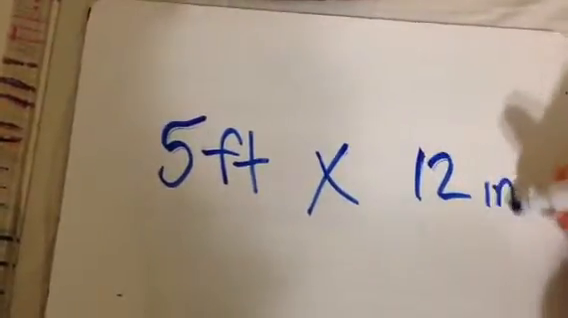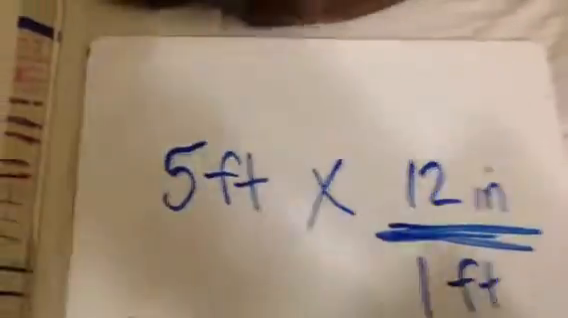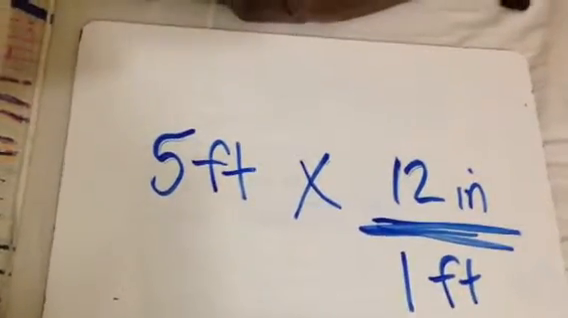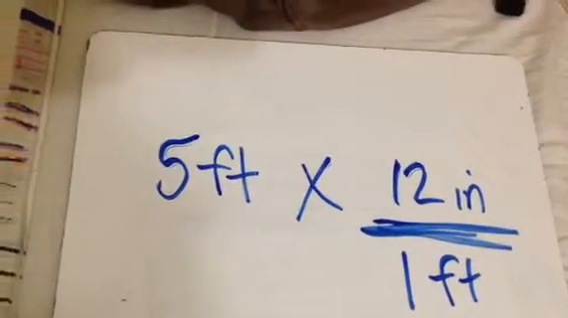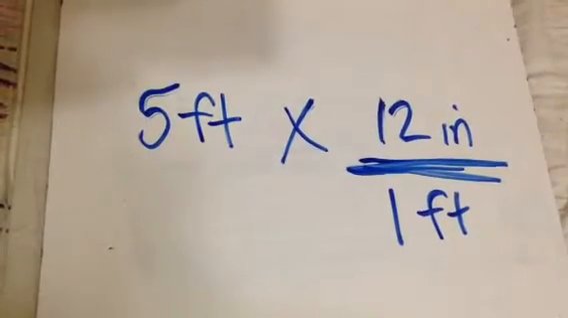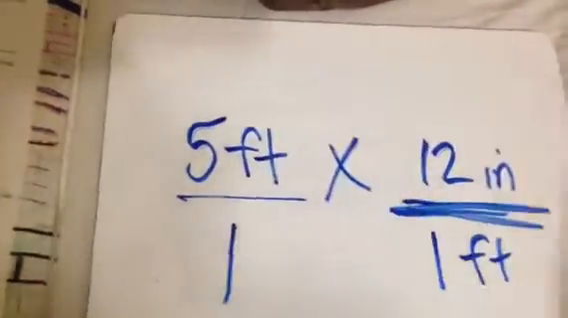Alright, this next one says, multiply 5 feet by 12 inches per foot. So they're wanting me to multiply 5 feet by 12 inches per, remember the per, foot. And I'm going to put 1 foot. 12 inches for 1 foot. And they're wanting me to multiply 5 feet by 12 inches per foot. So this is how you would write that problem. 5 feet times 12 inches per 1 foot. And I'm just going to take this 5 feet and put it over 1.